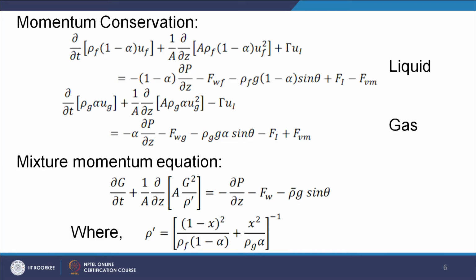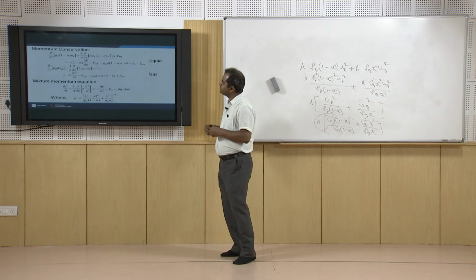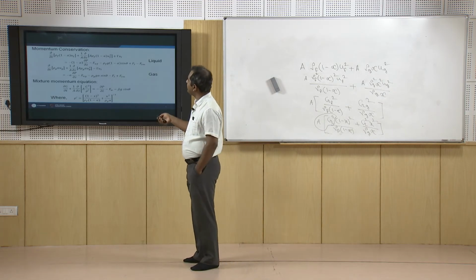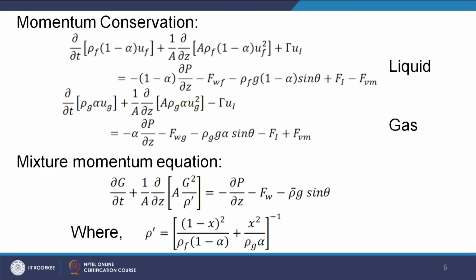Next, in the right hand side, you will be finding here we are having del P del Z into 1 minus alpha, here we are having alpha into del P del Z, which will be cancelling out each other, and minus del P by del Z will be remaining, right. Similarly, here the frictional force FWF for the liquid phase and FWG for the gaseous phase we have added up, and we have written FW, the overall frictional force, in the mixture momentum equation.